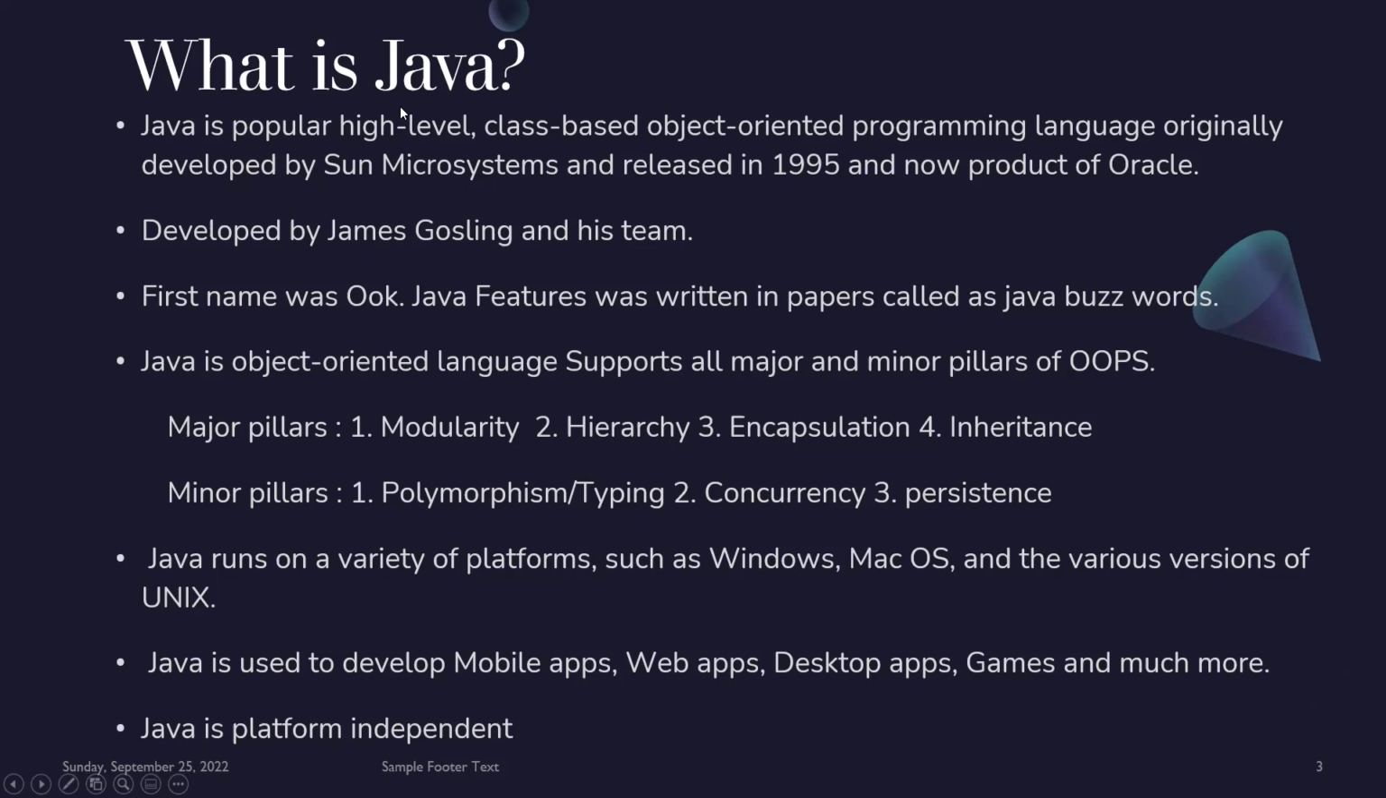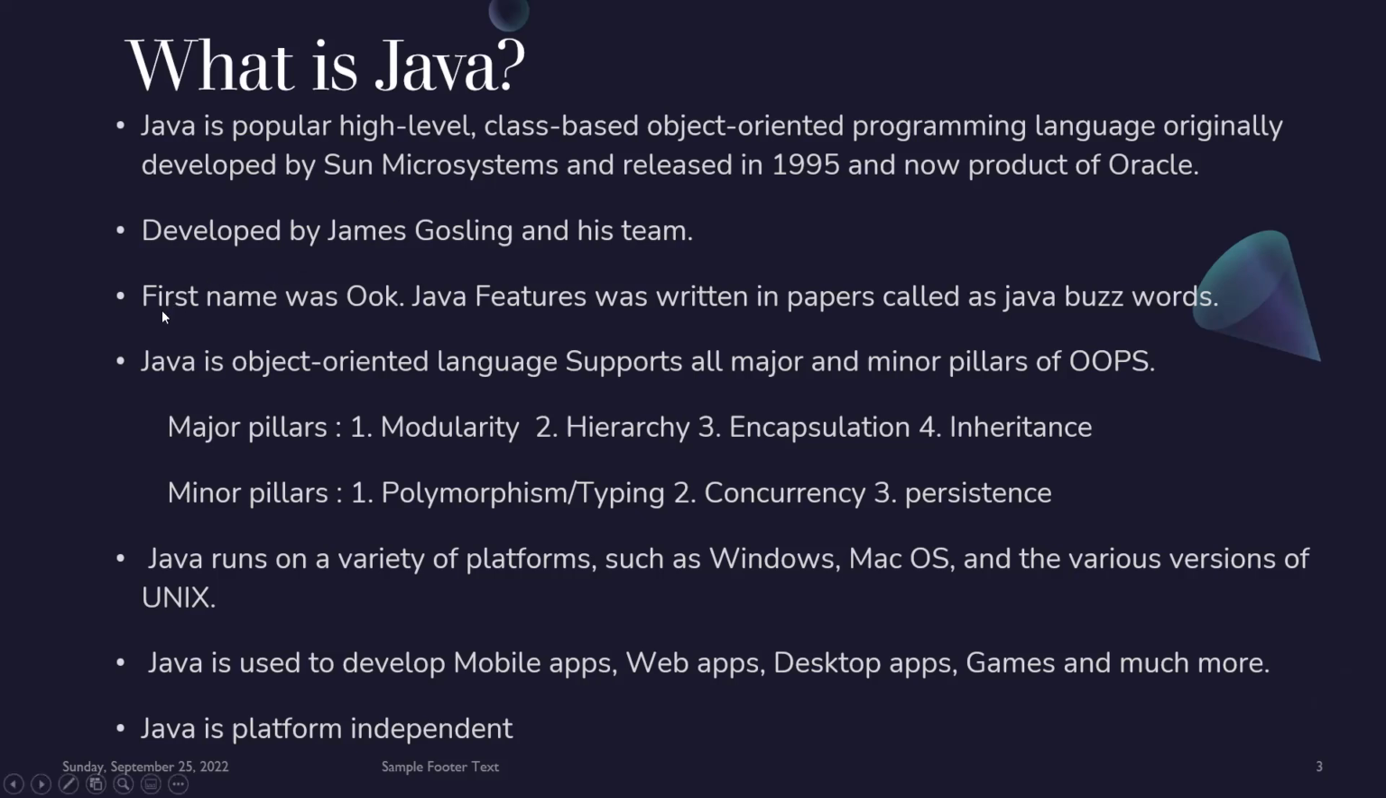So who developed Java, right? Java was developed by James Gosling and his team. It can be an interview question or a multiple choice question, that who developed Java, right? So James Gosling developed Java, it was released in 1995, and now it is a product of Oracle, right? So Java is basically a high-level language and a class-based object-oriented programming language. So it is a pure OOPS-based language, right?